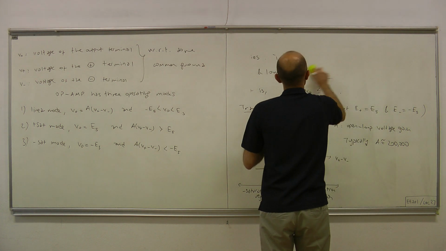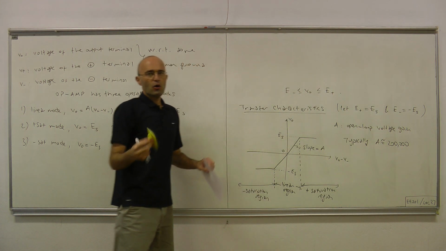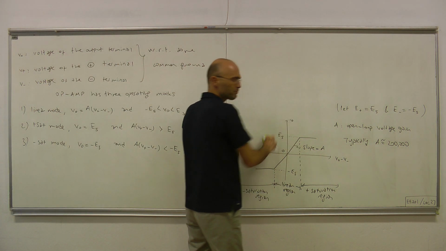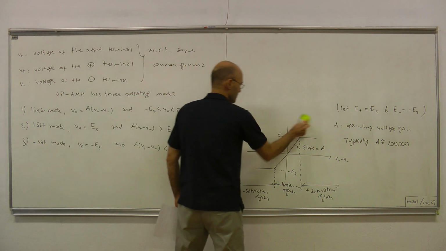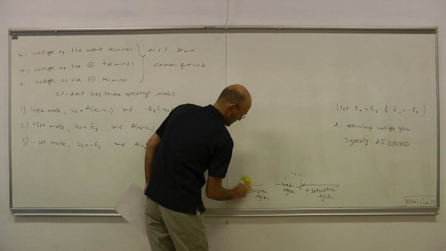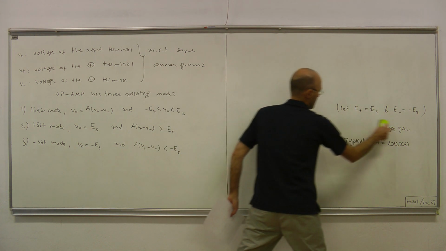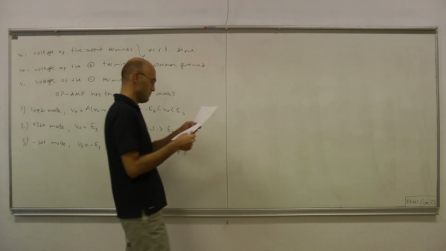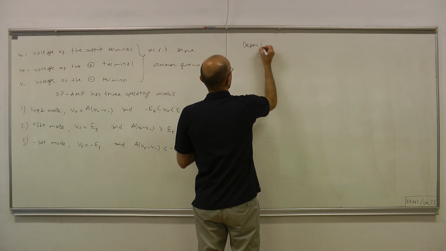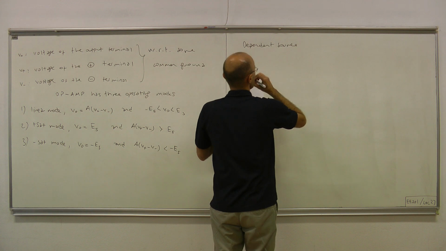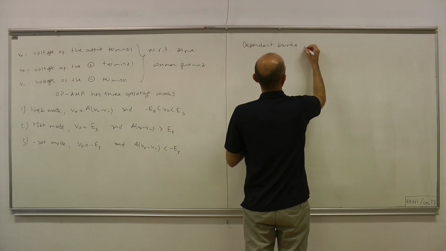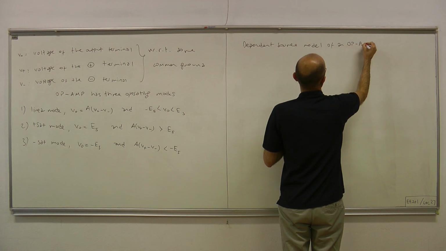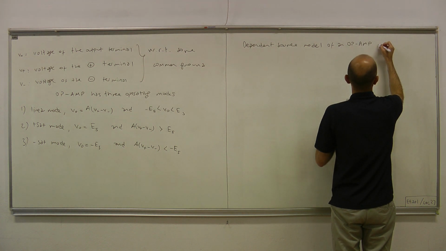Now, sometimes op-amp can be modeled by the components that we have already introduced, namely LTI resistors and the dependent source. Okay. And that model has the following topology. Dependent source model of an op-amp operating in a linear region.